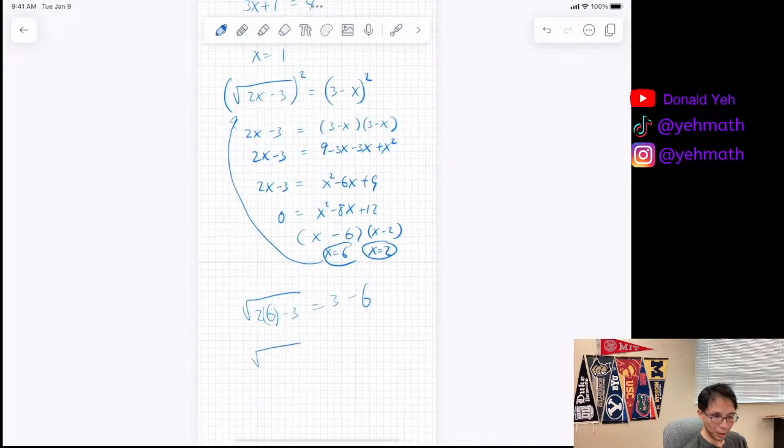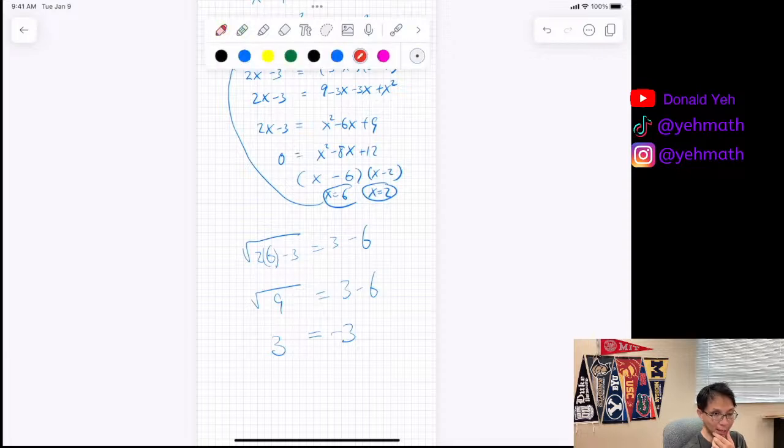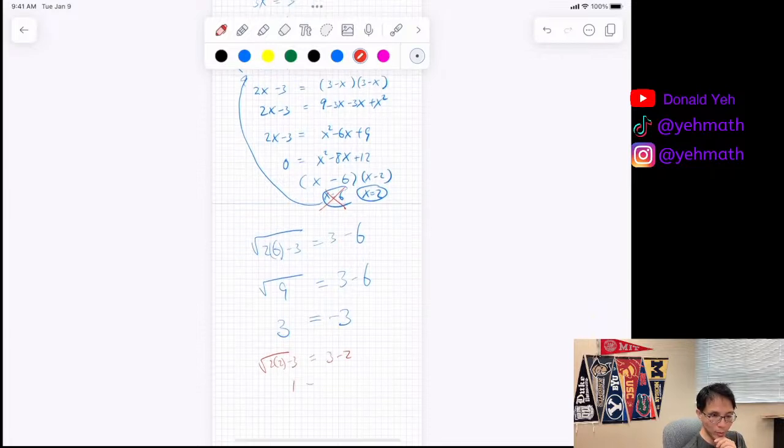That's the square root of 9 equal to 3 minus 6. 3 is equal to negative 3. Is that true? No, that's called extraneous. You have to check the second one because sometimes they can be both extraneous. They're very rare, but it happens. But you're going to check the second one. So it'll be square root of 2 times 2 minus 3 equal to 3 minus 2. In this case, it's 1 equal to 1.